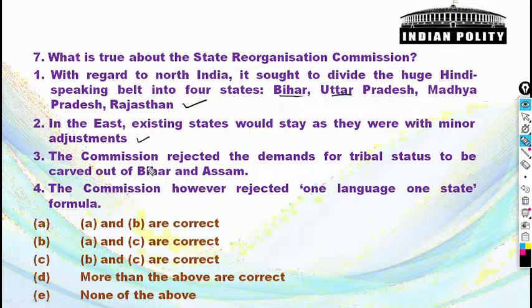The commission rejected the demand for tribal status in Bihar and Assam. The commission, however, rejected the one language, one state formula. Although it included language as a basis, it still did not favor the one language, one state formula. So more than one is correct, and D will be the answer.